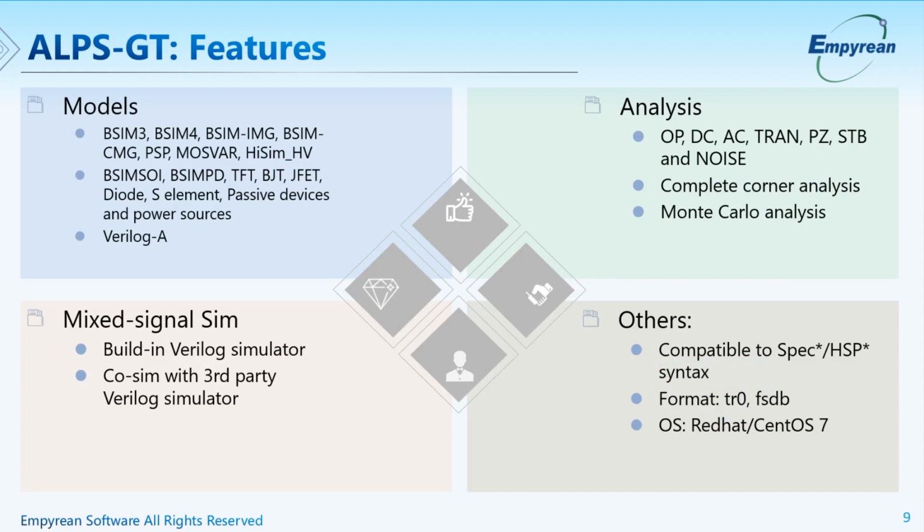So feature-wise, ALPS-GT is pretty standard compared to other SPICE simulators, supporting the most used models like BSIM and PSP and HiSIM, including some high voltage models. And Verilog-A is also supported, and we support the most frequently used analyses like OP, DC, AC, and transient, as well as corner and Monte Carlo analysis. We also have the capability of mixed signal simulation, and ALPS-GT is compatible with both Spectre and HSPICE syntax.